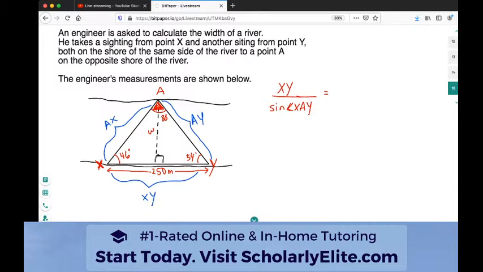So that means that we're going to use the sine of 54. But first, we're going to write this out as side length AX over sine of angle XAY.